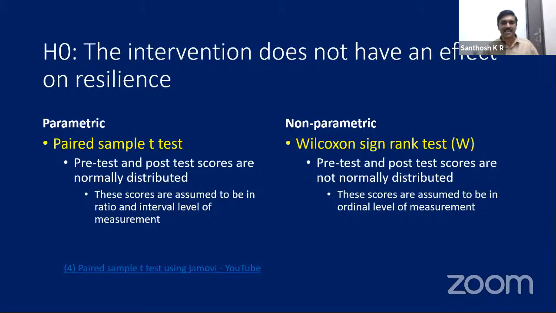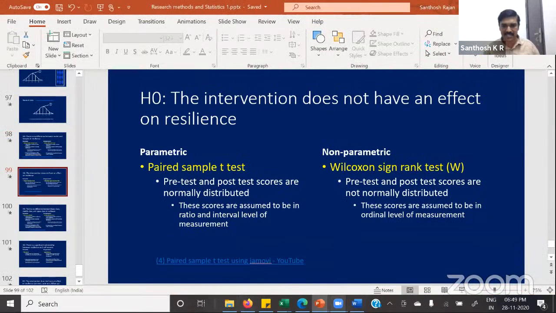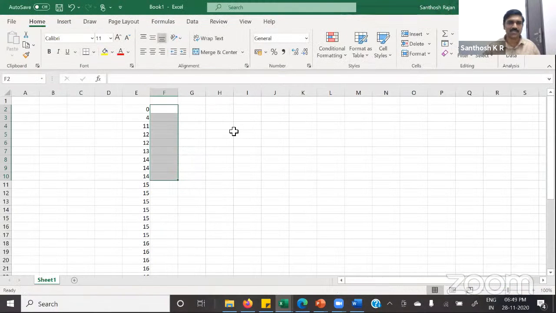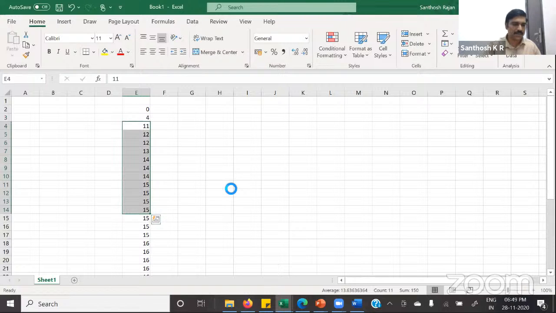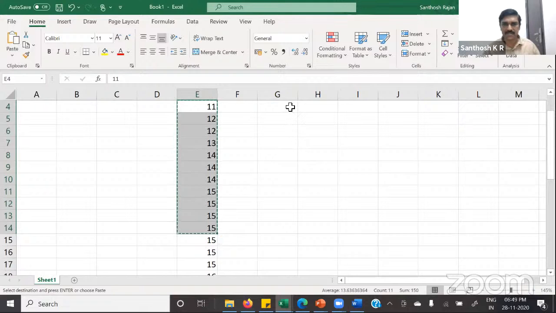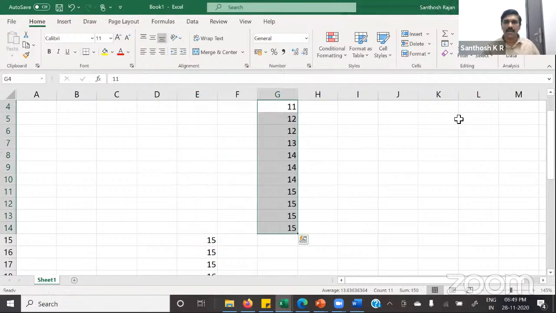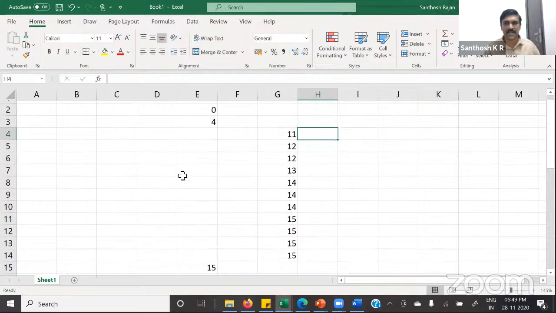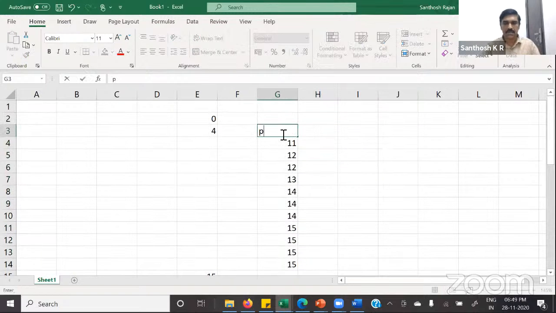Why is it a signed rank test? I will explain to you. Just a minute. I will go to the Excel sheet once more. So here, these are the scores. Imagine these are the scores of resilience of a set of people. I will make this a little bigger so you can watch it. And imagine this is the pre-test scores. There is a set of post-test scores here.